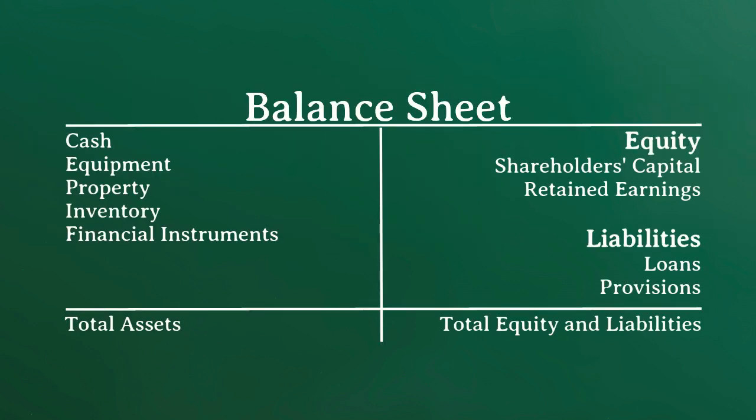This is how a simplified balance sheet looks like. On the left-hand side we have assets, for example cash, equipment, for example machines, property, inventory or financial instruments. On the right-hand side we have equity, mainly consisting of shareholders' capital, so the money that shareholders gave to the company, and retained earnings, so profits from the past that were not given to the shareholders in form of dividends. And on the right-hand side we also have liabilities, for example loans or provisions.